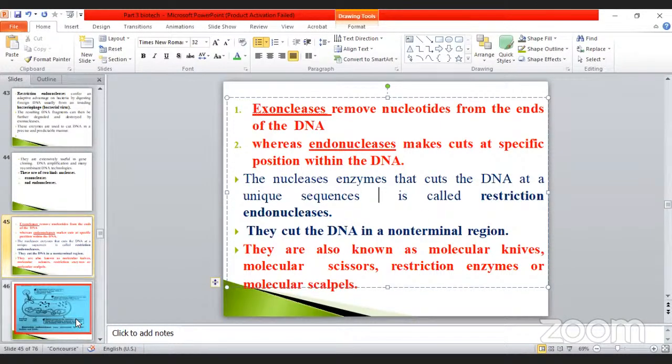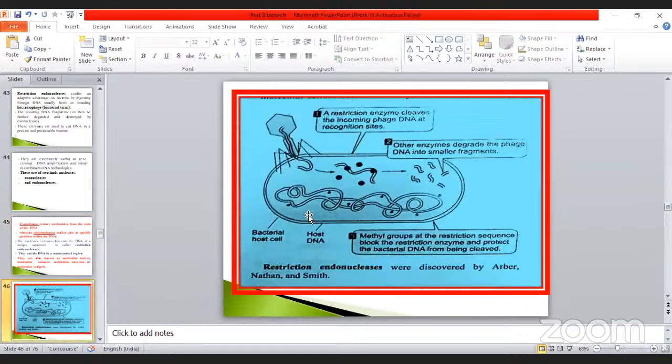See the structures. This is the structure we already saw. This is the bacteria we already know about. Inside, there are so many genes also present.